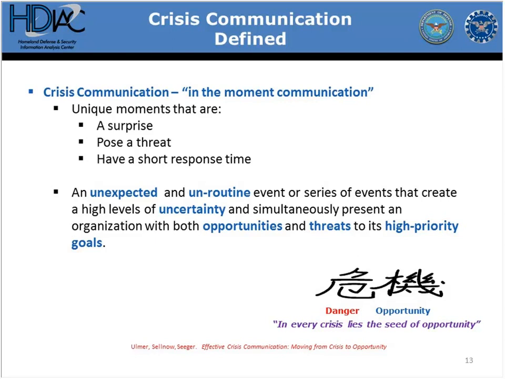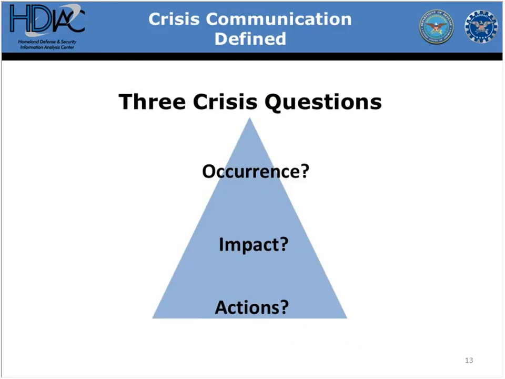There's an ancient Chinese symbol, there are 2 symbols that convey this particular message on crisis and risk communication. It's both a danger and an opportunity. And as you see by the quote there, in every crisis lies a seed of opportunity. So this is our opportunity during a crisis to provide the public some direction, some insight, some comfort as they try to deal with and respond to the crisis that may be impacting them and or their community.